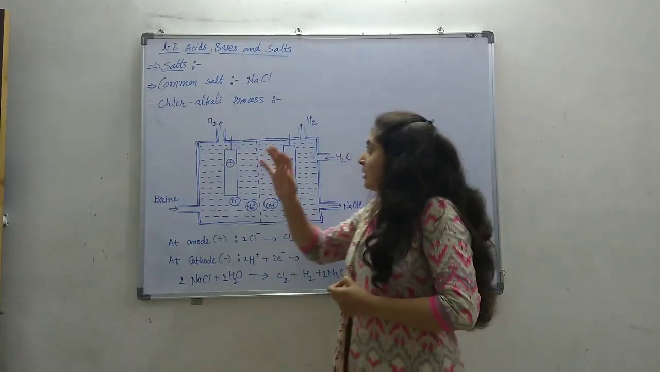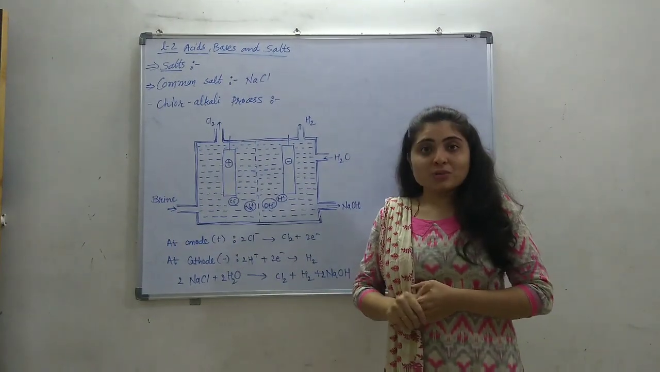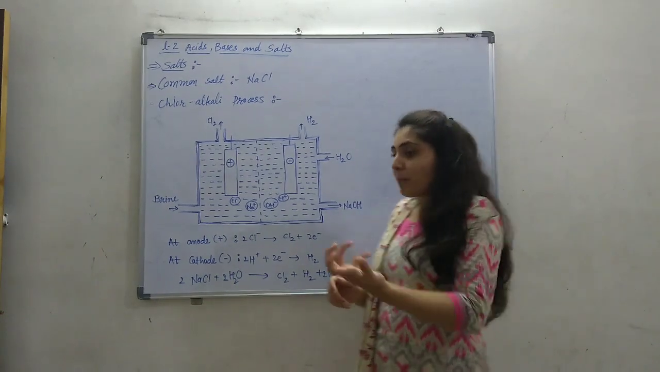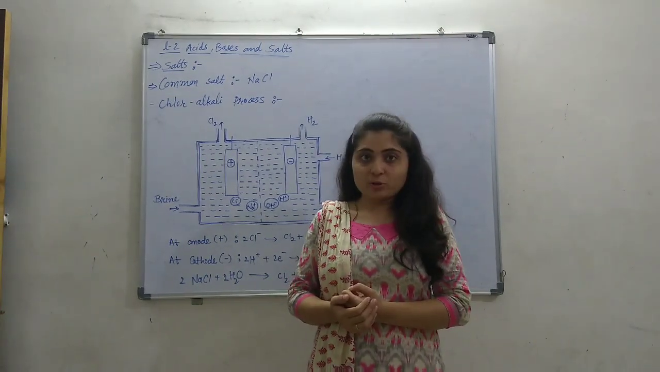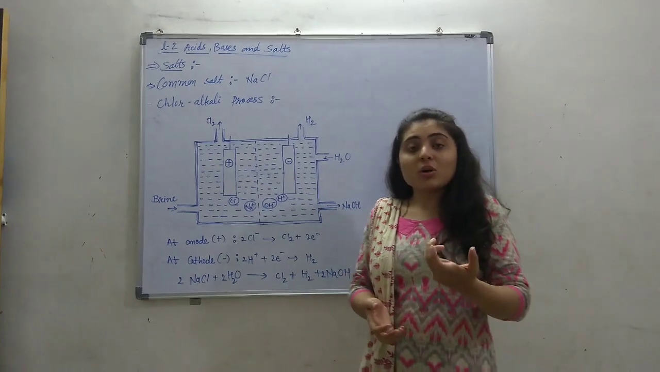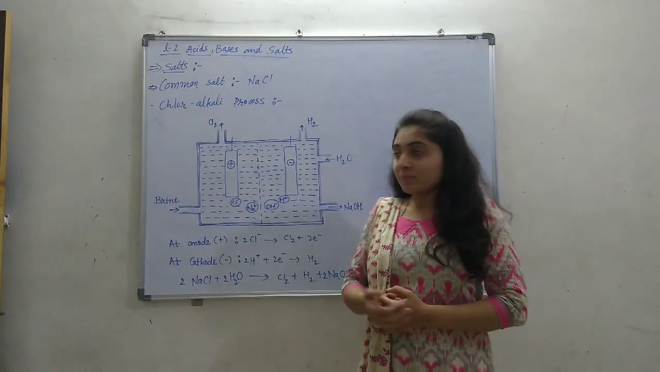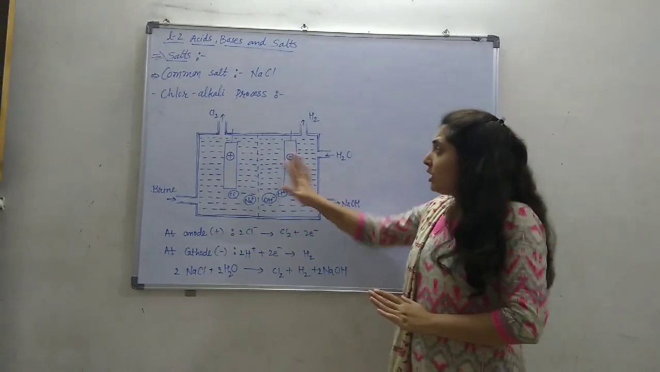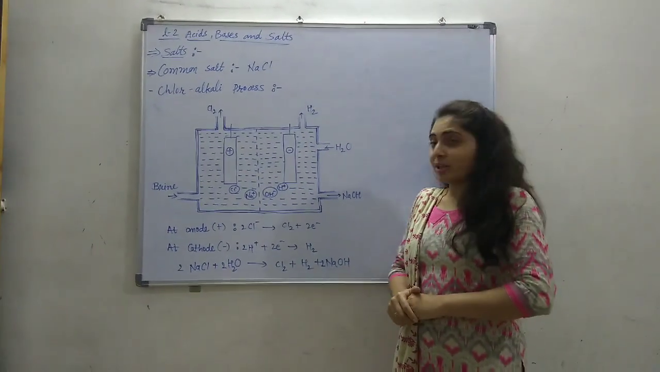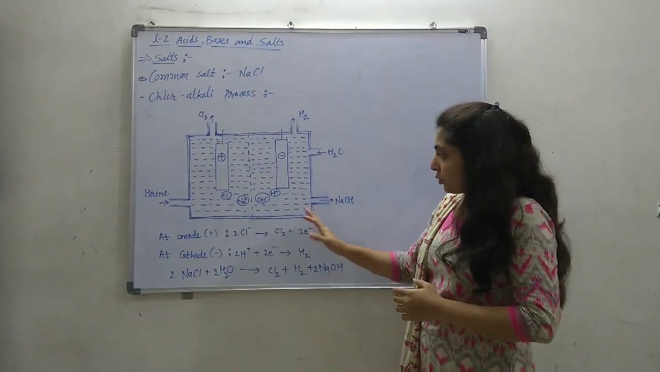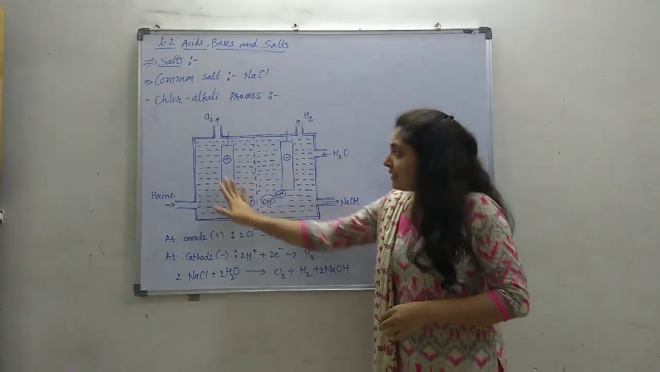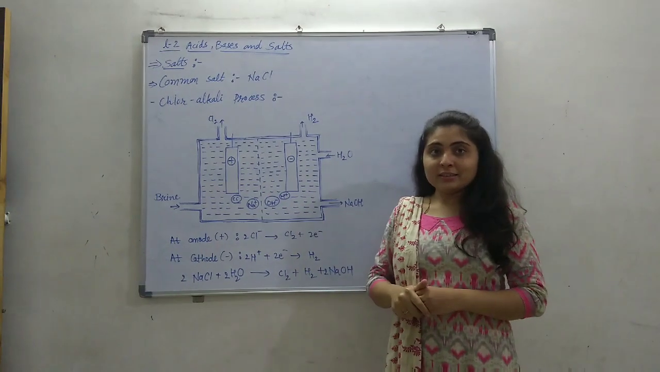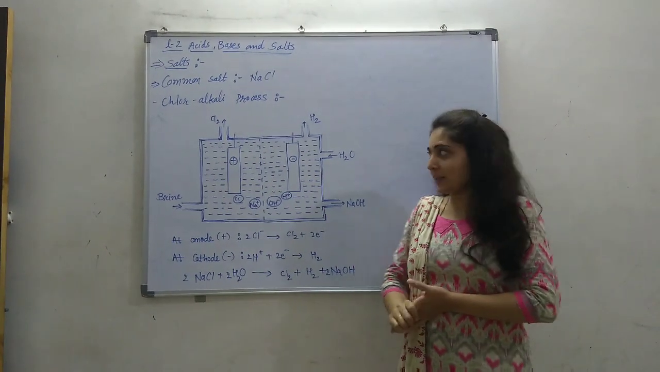Let's see the chlor-alkali process to prepare NaOH, sodium hydroxide, which is also commonly called caustic soda. This is the arrangement for the preparation. This cell is called the electrolytic cell. Here the electrolysis process will occur.